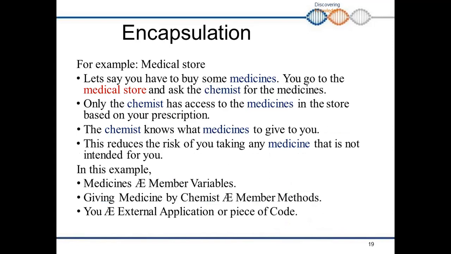For example, a medical store. Let's say you have to buy some medicine. You go to the medical store and ask the chemist for the medicines. Only the chemist has access to the medicine in the store, based on your prescription. The chemist knows what medicines to give you. This reduces the risk of you taking any medicine that is not intended for you.